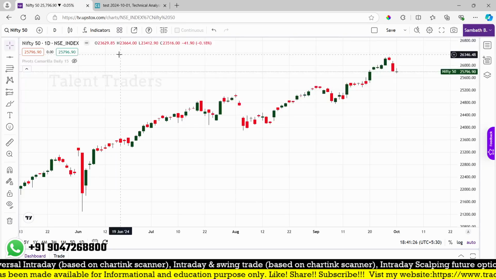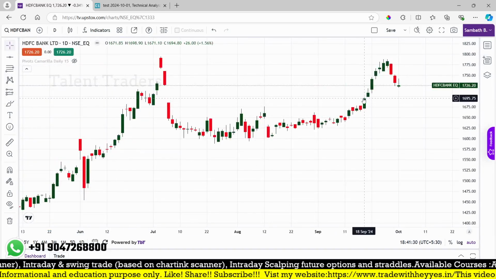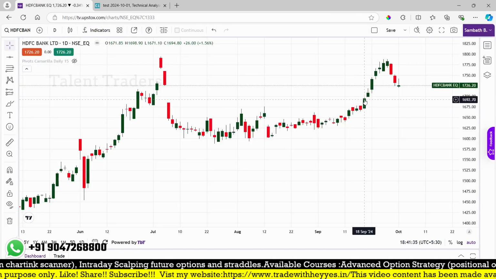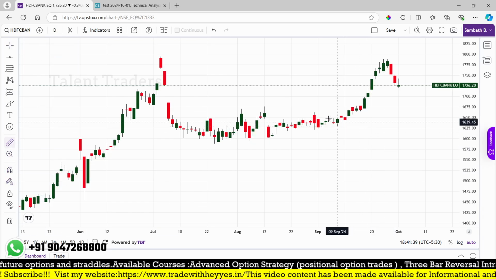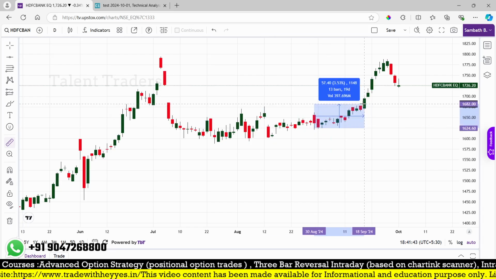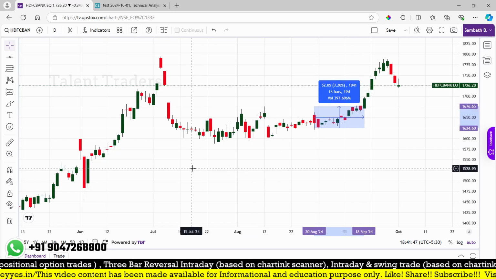HDFC Bank, let me go for HDFC Bank, whether it is giving a 4% consolidation breakout. That is happening on 18th September. So this is what a candle, and before that you can look at this by using this particular scanner. We can easily pick out the consolidation from the low up to this high. So this is 3.2%, and after that the breakout candle we are also finding.